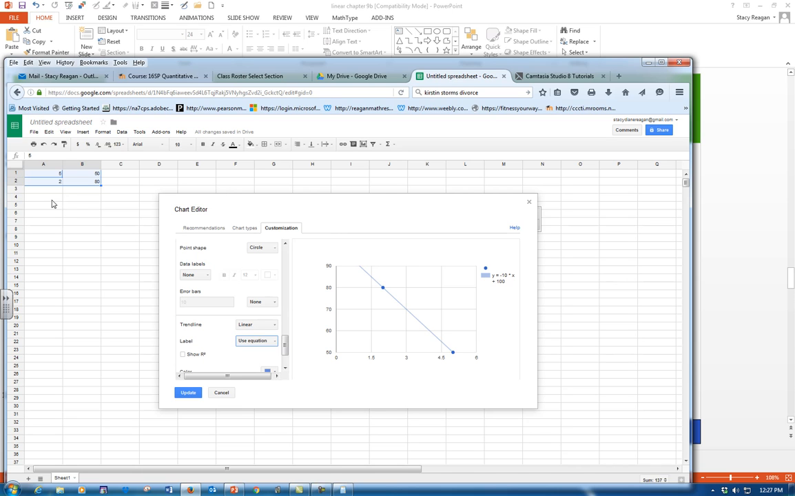So if I ask you how much would the pineapples cost or how many pineapples would I sell if the pineapples cost $3? I would put 3 in for x, so negative 10 times 3 would be negative 30, plus 100 would be 70, and I would be able to make that prediction in that way.